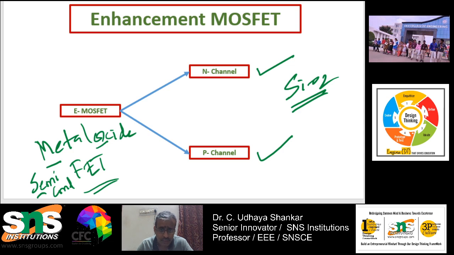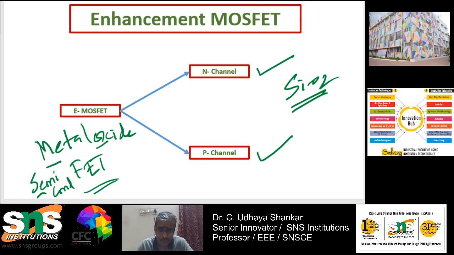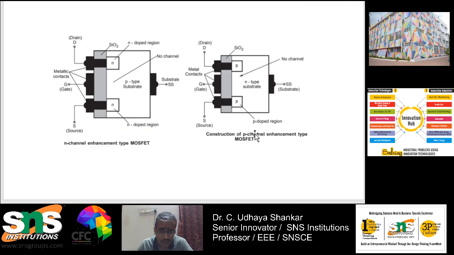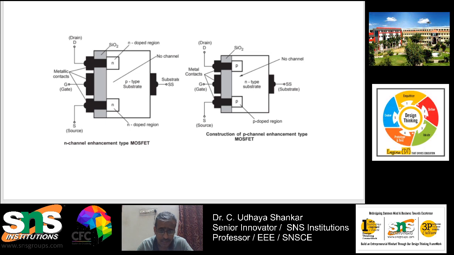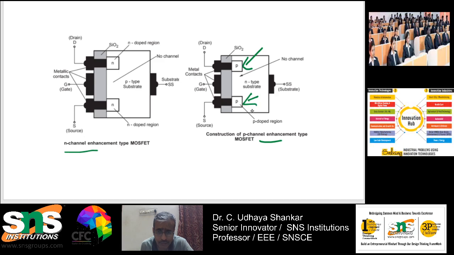Now we will discuss what is an enhancement MOSFET, how it works, and how it has been constructed, and then we will go into the characteristics, and then we will close. First, there are two different types, as I have already told. One is the N channel enhancement MOSFET, the other is the P channel enhancement MOSFET. So this is the N channel and this is the P channel. It is very simple to identify. Here P is used, that's why it is called P channel. Here N is used, so it is called N channel.